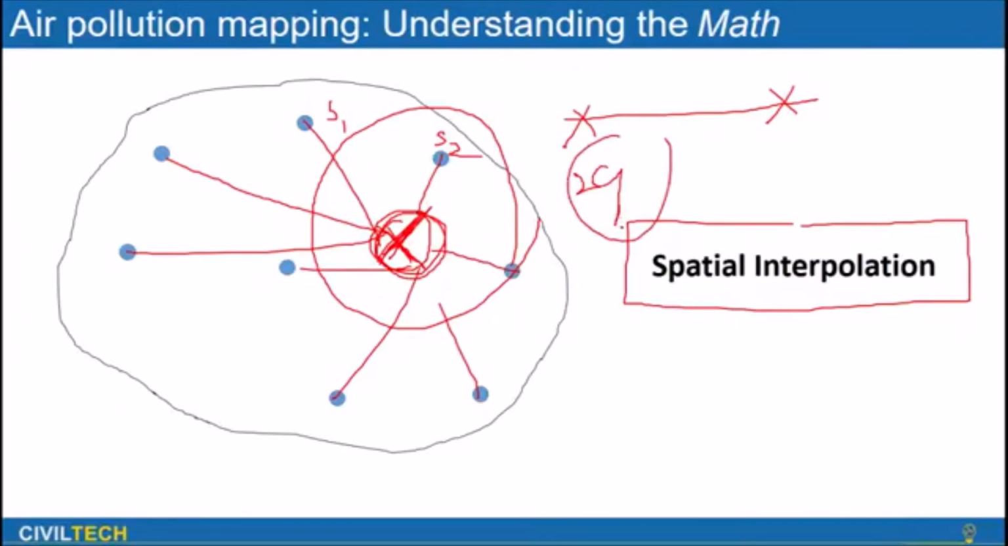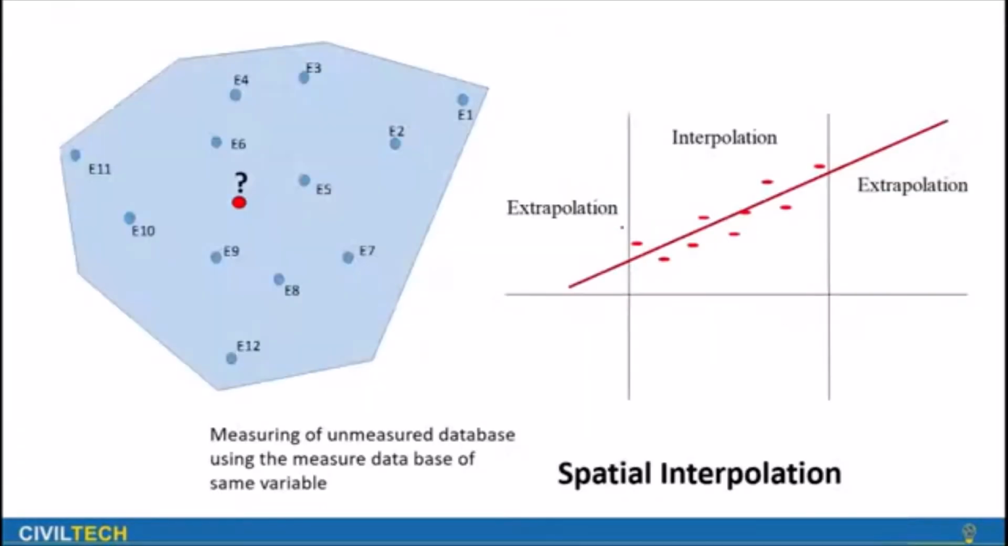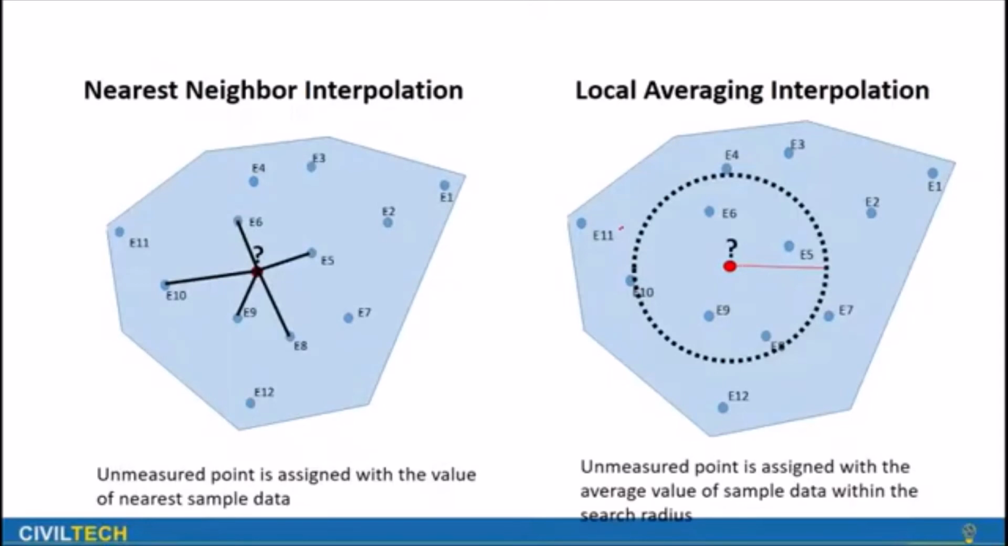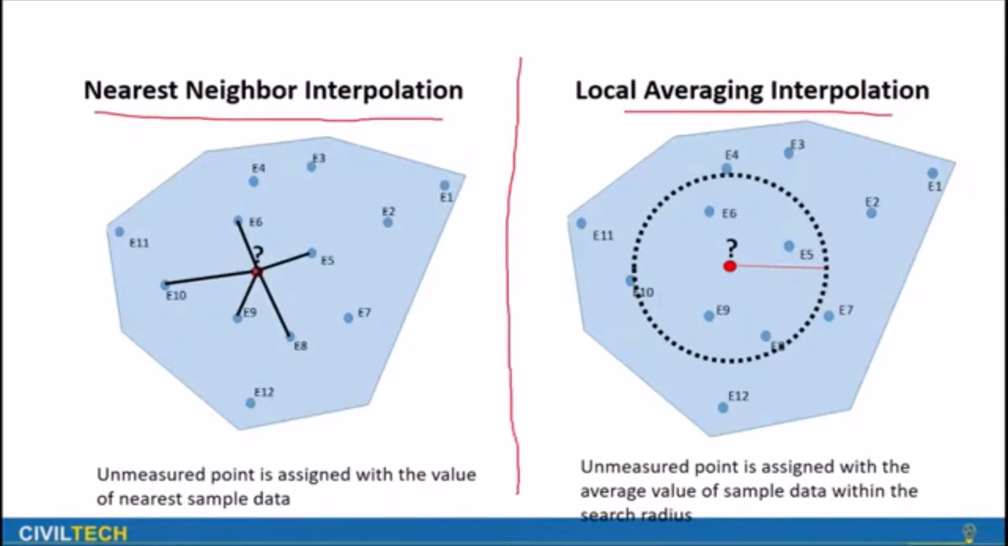Let us consider one small numerical example and try to understand how the air pollution is evaluated using this particular software, right? Let us say these are my few points. There are three different methods. One is nearest neighbor interpolation, another is local average interpolation. In nearest neighbor interpolation, the math is very simple. This is my point where I need to find the value. Whichever is closest, whether E6, E10, E9, E8 or E5. Let us say E9 is very close.